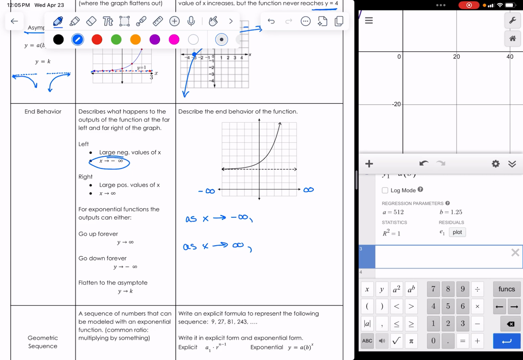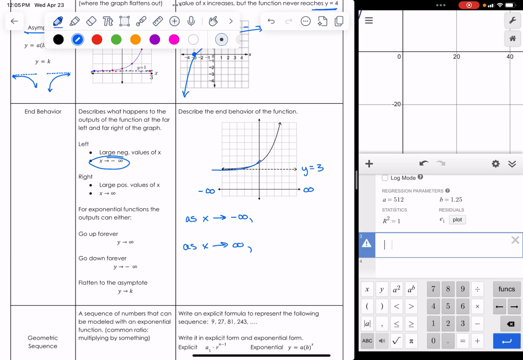Here we have a horizontal asymptote at y equals 3, and we can see that on the left side, as we move left, it flattens out onto the asymptote. So as we go to the left, our graph gets closer and closer to 3. As we move to the right, towards x is going to infinity, our graph is getting bigger and bigger, and will get bigger and bigger forever. So y is going to go to infinity. So that is a review of end behavior.